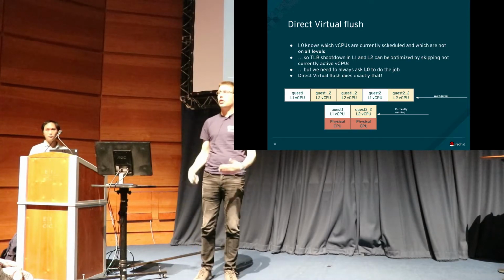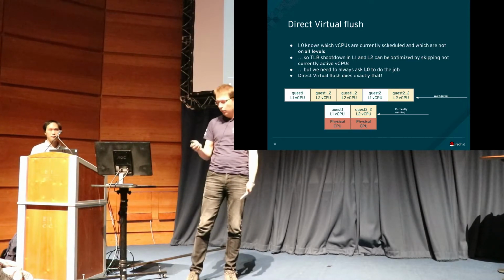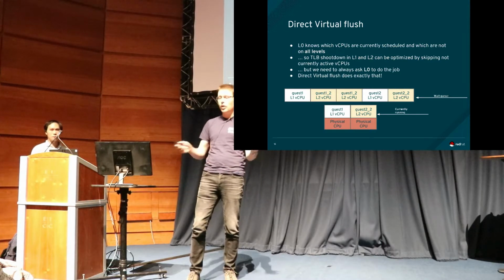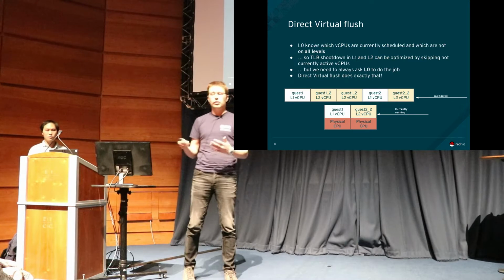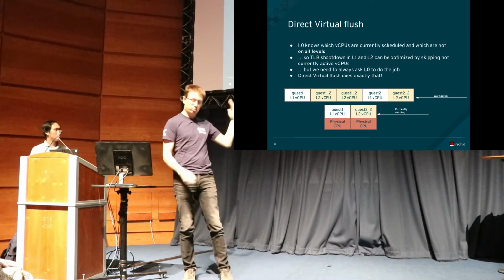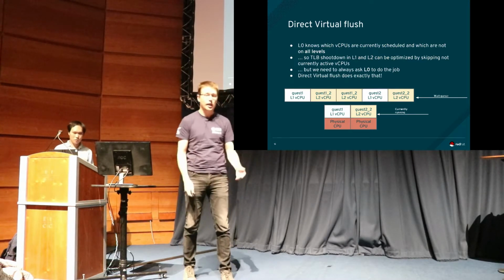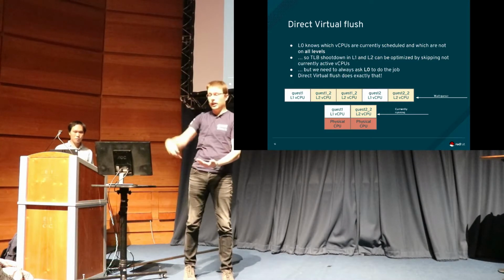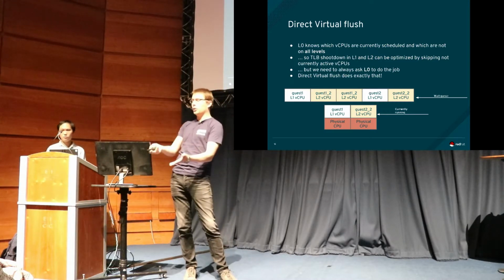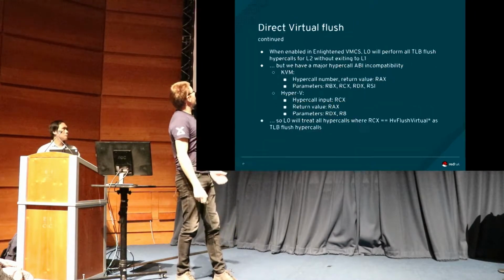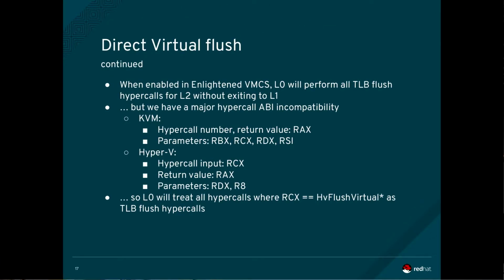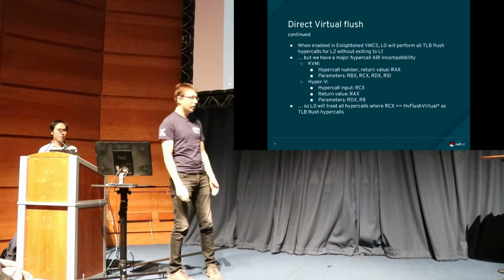But what happens when you are running nested? Your level 1 hypervisor doesn't really know if the particular vCPU is currently being executed or not. So it cannot really save much. And the Hyper-V folks came up with the idea that you can send the request directly to level 0, which will perform the request for you. It's great, but we face a problem there.